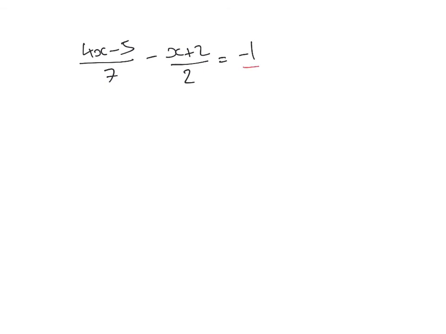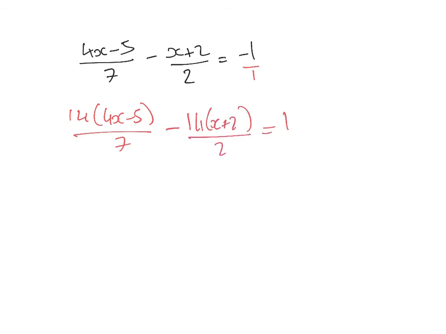So first off, we know that that's, as a fraction, minus 1 over 1. So the lowest common denominator of 7, 2, and 1 is 14. So we're going to times all of them by 14. So 4x minus 5 over 7, take away x plus 2 over 2 equals 14 times minus 1 over 1.